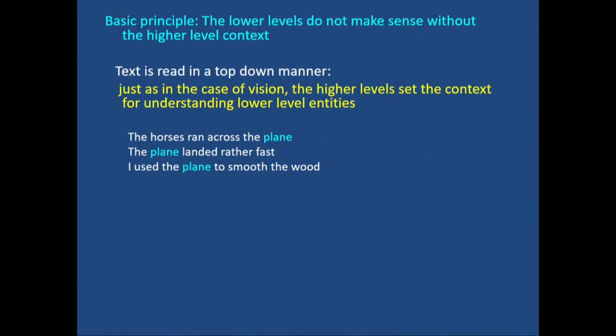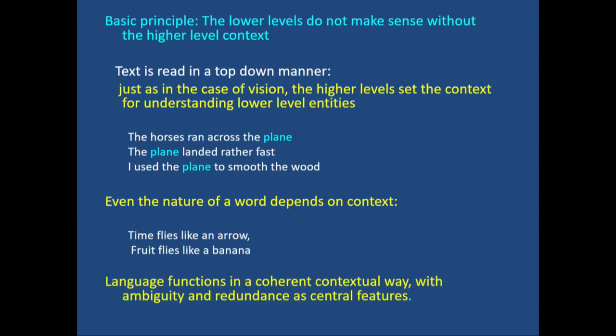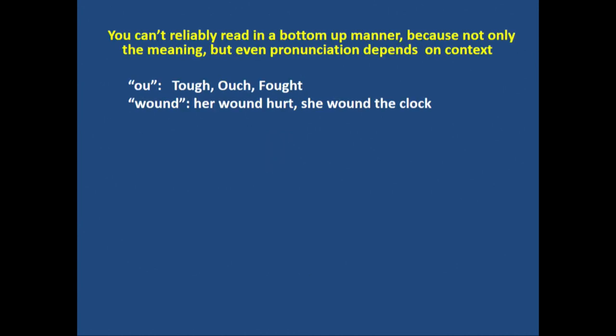So: the horses ran across the plane landed rather fast; I used the plane to smooth the wood. The nature of the word "plane" depends on context. Even the nature of a word depends on context. Time flies like an arrow, fruit flies like a banana. Language functions in a coherent contextual way with ambiguity and redundancy as central features.